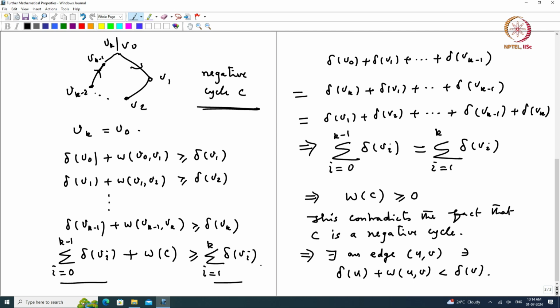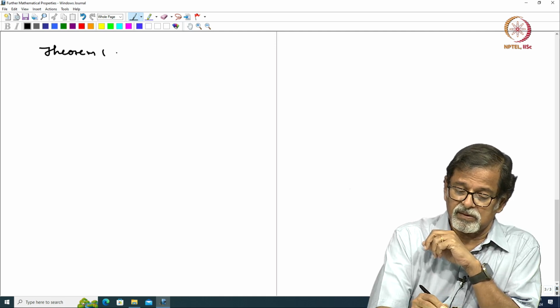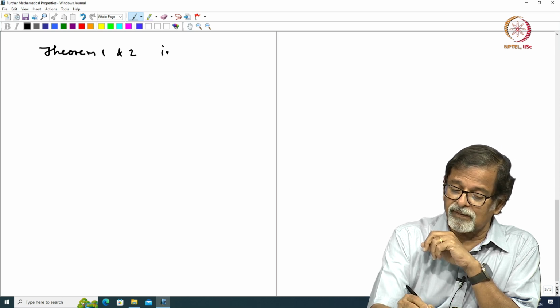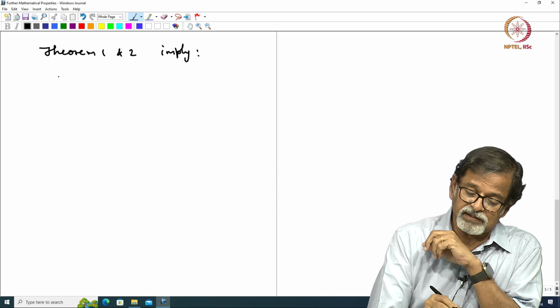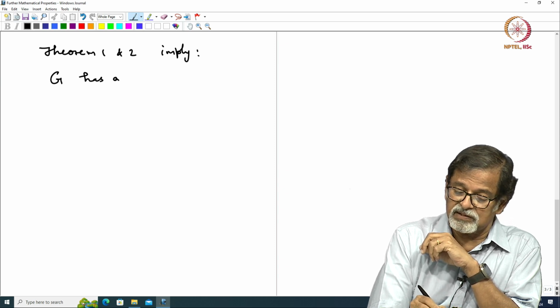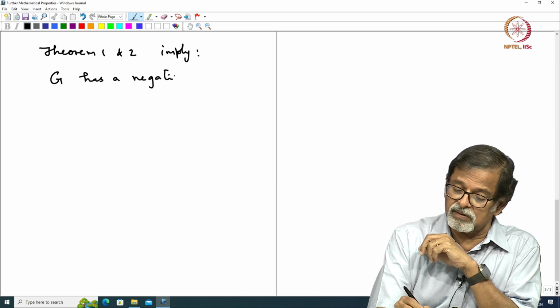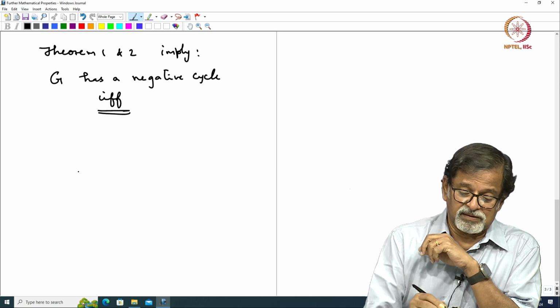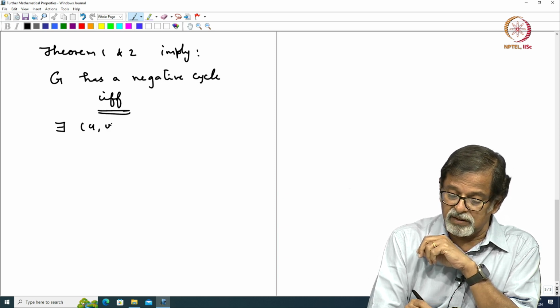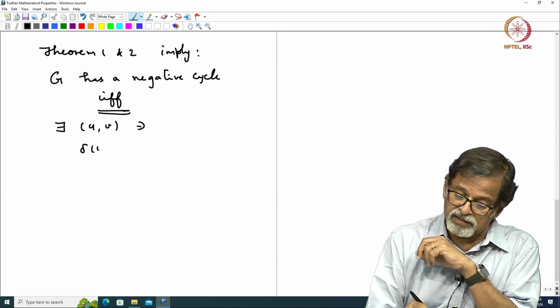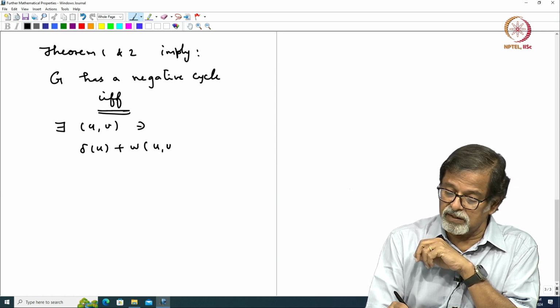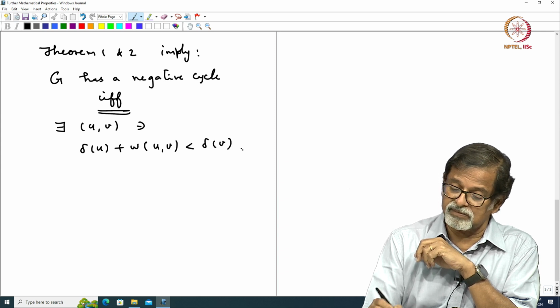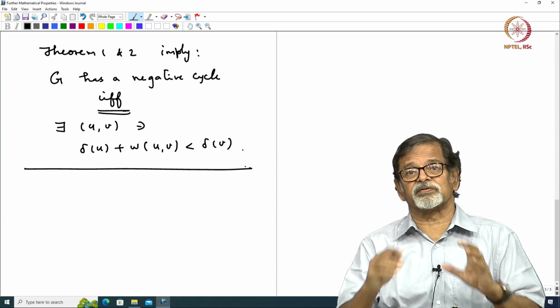So, theorem 1 and 2 imply the following: G has a negative cycle if and only if there exists an edge uv such that delta u plus weight of uv is less than delta v. This is the first mathematical property.